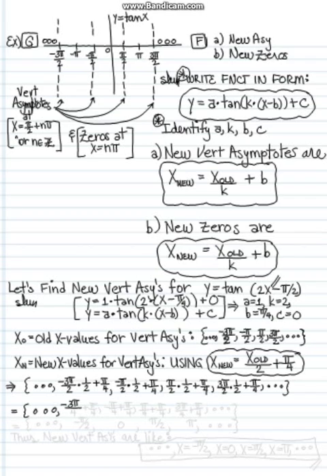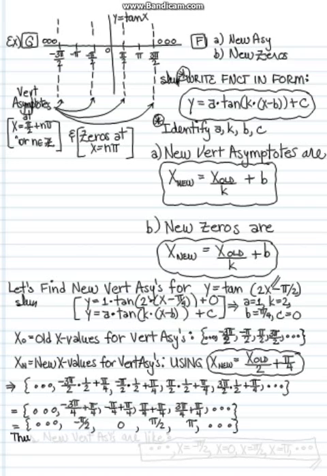Simplify to get negative 3 pi over 4. That's what we get when we multiply top times top over bottom times bottom, plus the pi over 4. Then negative pi over 4 plus pi over 4, and 3 pi over 4 plus pi over 4, etc. Now, continue simplifying. We get negative pi over 2, 0, pi over 2, pi. Those are our new vertical asymptotes.